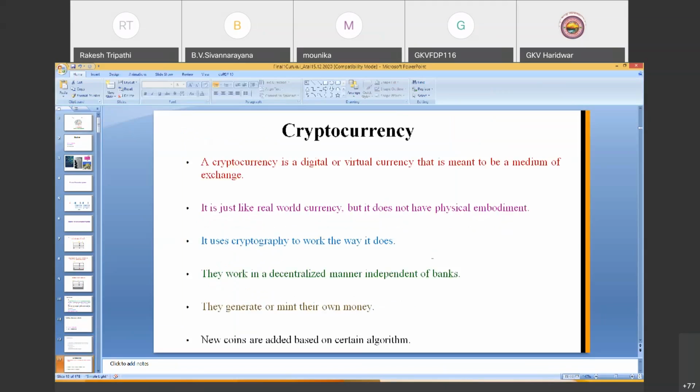So a cryptocurrency is a digital or virtual currency that is meant to be a medium of exchange. It is just like a real world currency, but it does not have a physical embodiment. You can use a cryptocurrency as a medium of exchange, for purchasing goods, and as a store of value. These days, at least in India, people are not using Bitcoin for transactions, but they have a wallet and put some Bitcoin in it just as a store of value. If the price increases, they will make some money out of it, because Bitcoin price changes very heavily.